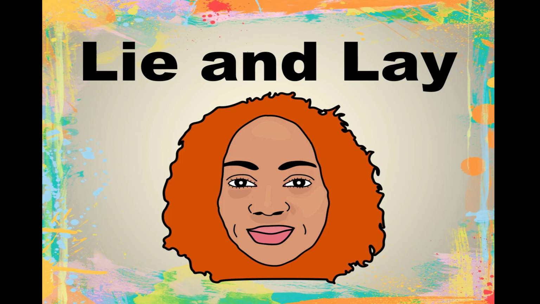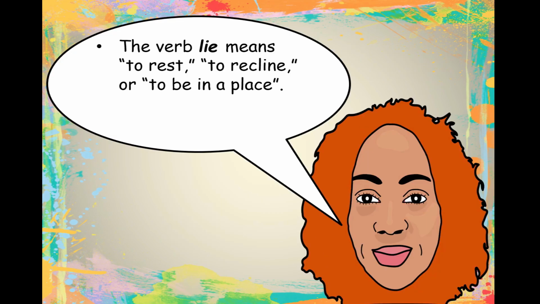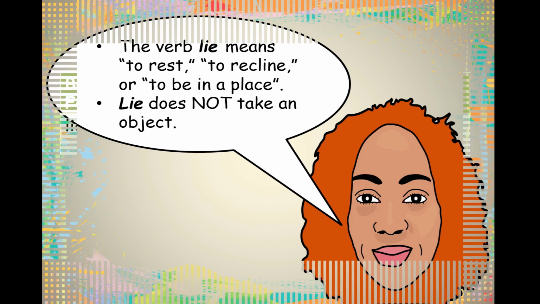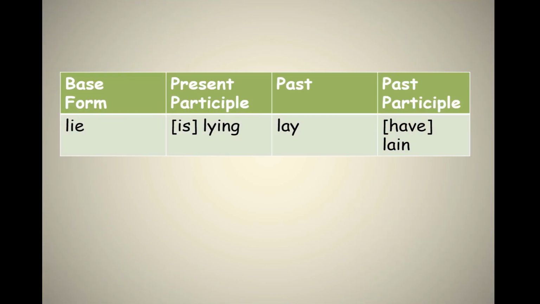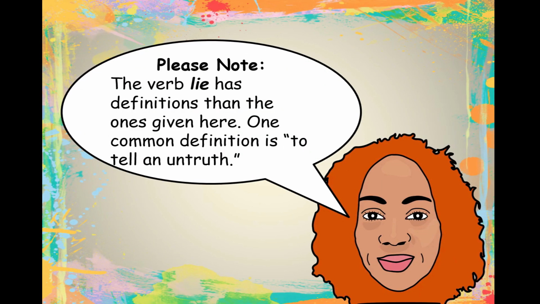Lie and lay. The verb lie means to rest, to recline, or to be in a place. Lie does not take an object. Forms of lie: the base form is lie, the present participle is lying, the past tense is lay, and the past participle is have lain. Please note, the verb lie has other definitions than the ones given here.